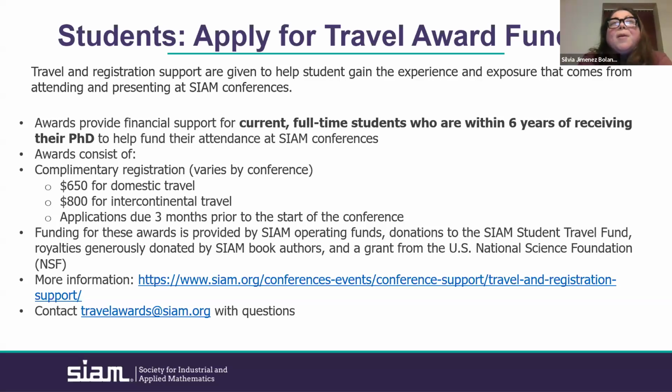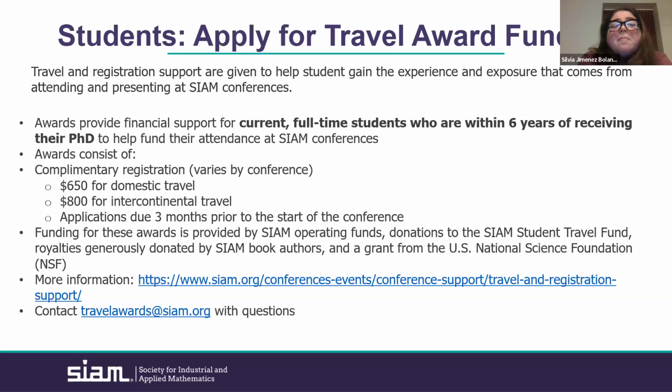And if you want to go and present or just attend a SIAM conference, you can apply for travel award funding from SIAM. It is support that is given to help students gain experience and exposure that comes from attending and presenting at SIAM conferences. These awards provide financial support for current full-time students who are within 6 years of receiving their PhD to help fund their attendance at SIAM conferences.